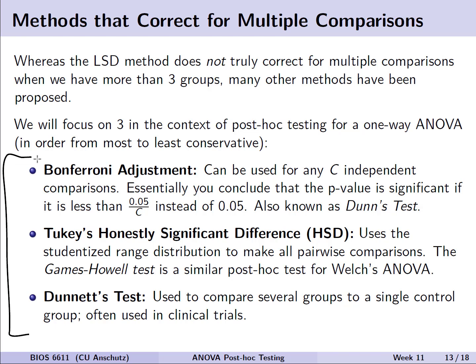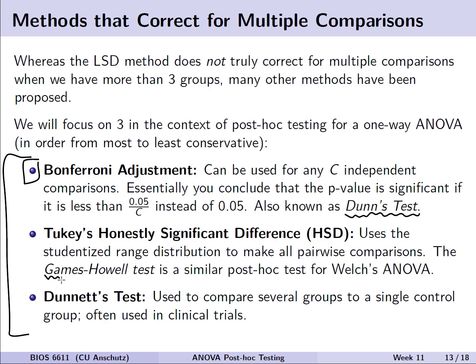One is that Bonferroni adjustment, where for any number of tests we do, we can simply divide whatever our alpha is by the number of tests. One thing to note is that it also goes by the name of Dunn's test. We also then have this intermediately conservative approach known as Tukey's honestly significant difference, or HSD. This will use the studentized range distribution for all of our pairwise comparisons. We won't delve into the technical details of this, but we'll see how we can apply it with SAS or R doing the work for us.